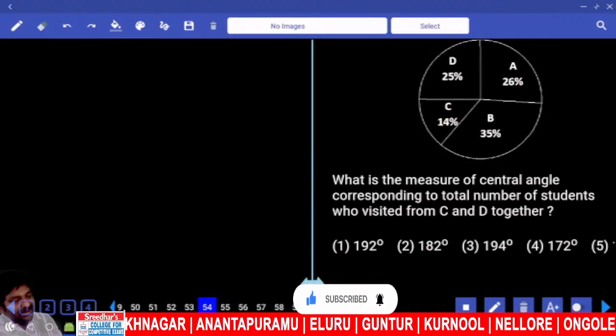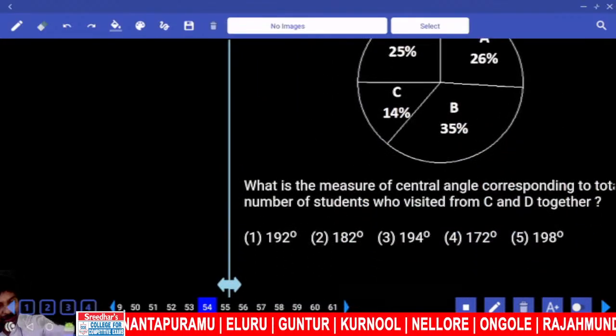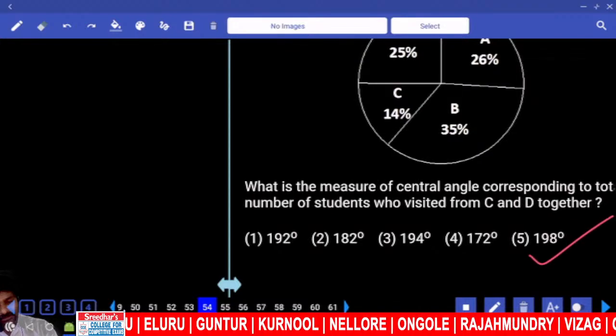What is the measure of central angle? Stop. Answer. How many are 9 multiples? Only one, fifth option.